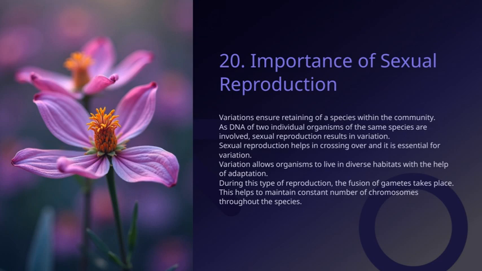During this process, the fusion of gametes, sperm and egg takes place, which is fundamental in maintaining a constant number of chromosomes in each generation. This balance ensures the stability of the species' genetic makeup over time. Overall, sexual reproduction plays a key role in generating diversity, which is the foundation for adaptation and survival in a constantly changing world.